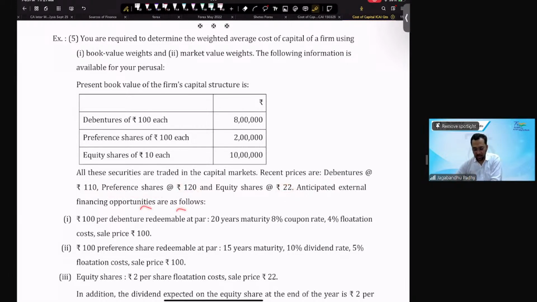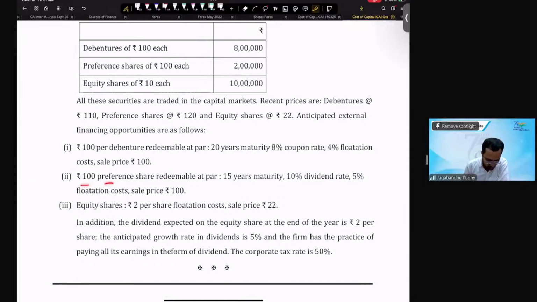Anticipated external financing opportunities are as follows. Rupees 100 per debenture redeemable at par, 20-year maturity, 8% coupon rate, 4% flotation cost, sale price is 100. Same way, rupees 100 preference share redeemable at par, 15 years to maturity, 10% dividend rate, 5% flotation cost, sale price is 100. Equity shares: 2% flotation cost, sale price is 22. The flotation cost is 2, which is subtracted from the sale price. In addition, dividend expected at the end of the year is D1, growth rate is 5%, and the firm pays all its earnings as dividend. Corporate tax rate is 50%.